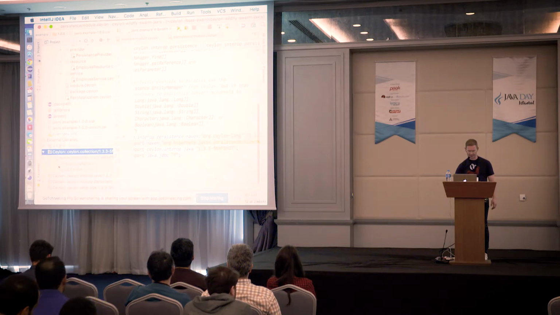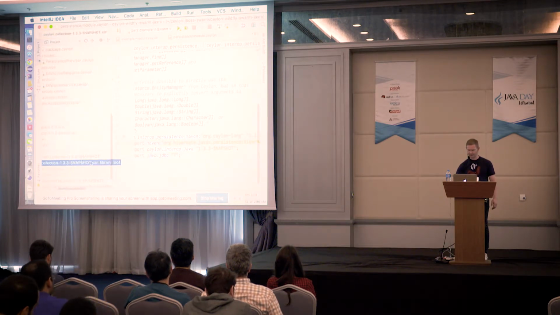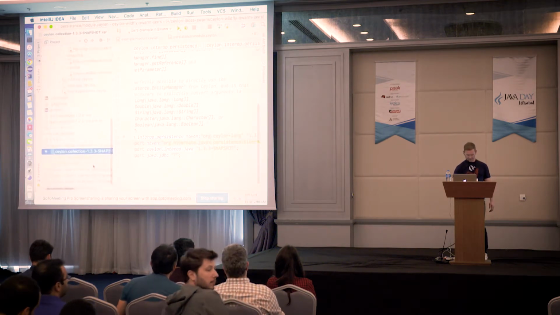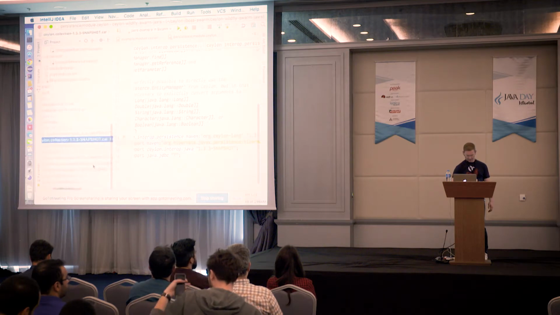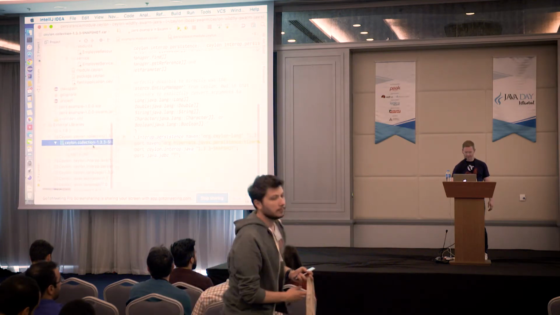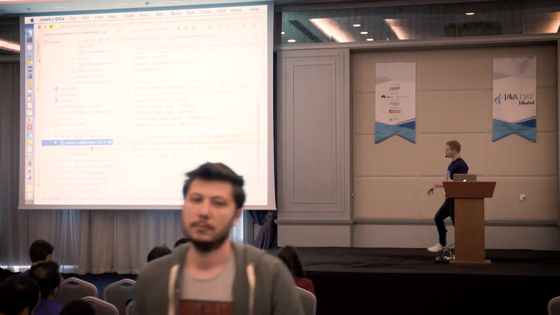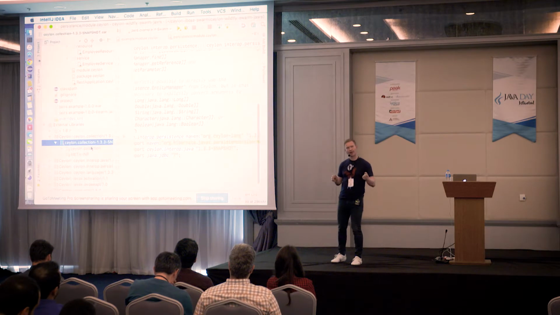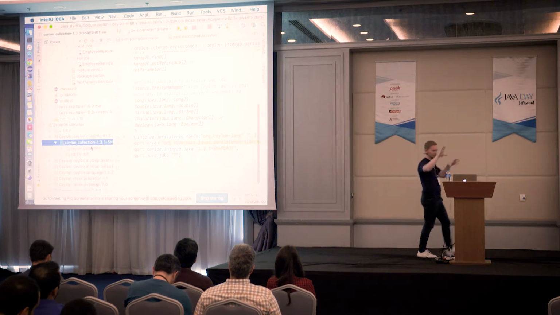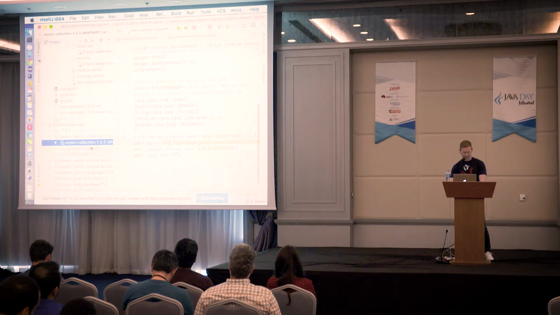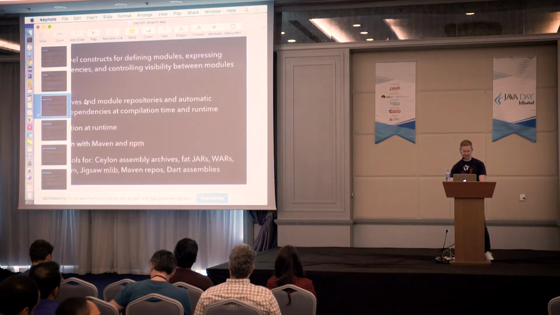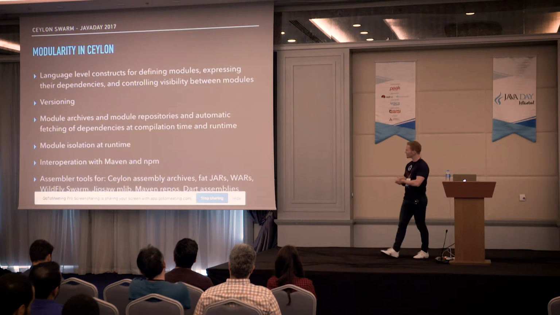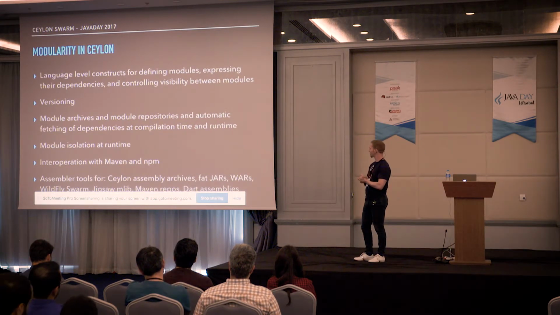For example, it depends upon Ceylon collection, which is in this other car file that's in a different module repository. Does it say which module repository that's in? No, not quite. But the Ceylon compiler and the runtime know how to look up dependencies of the program in all the module repositories that are set up. So we get automatic fetching of dependencies from module repositories at compilation and runtime.